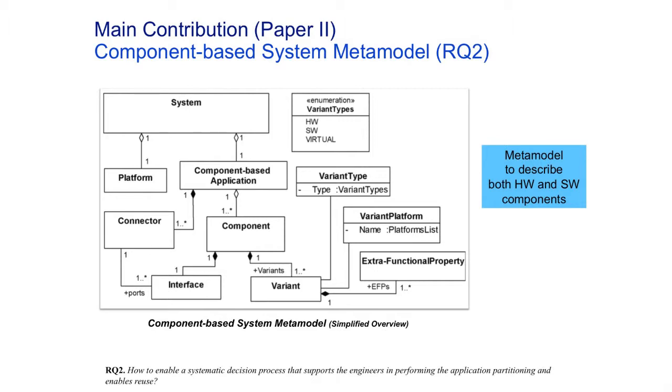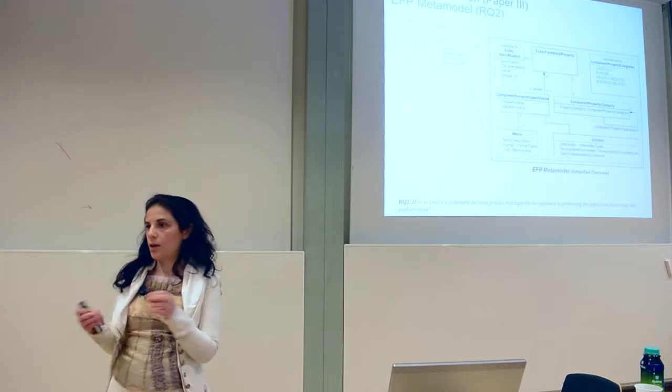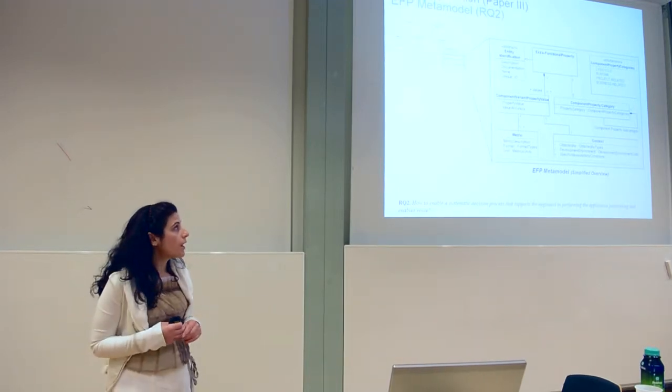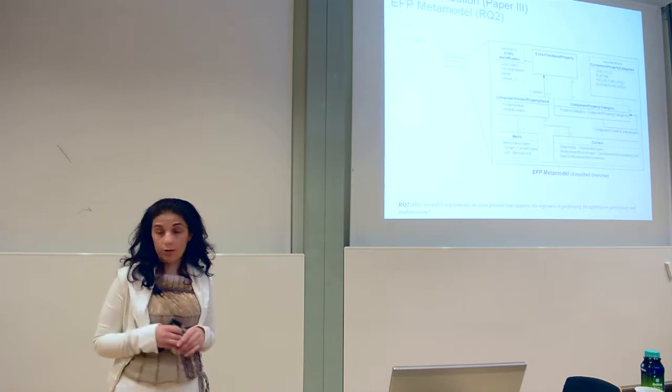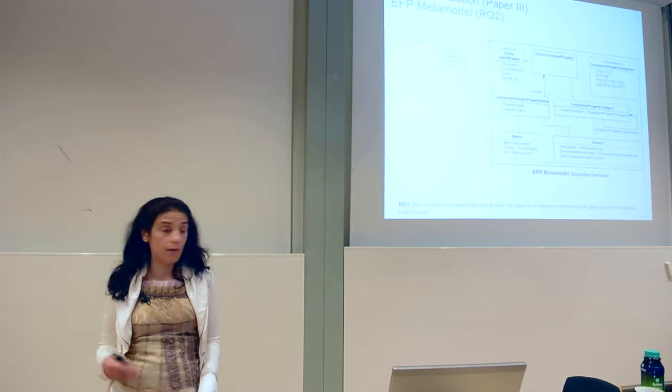For doing this, we felt that it was not enough, and we needed to go further, because we focus on how to handle extra-functional properties for partitioning. We further extended our Metamodel with extra-functional properties, specified in more detail, and here we have a simplified overview of the Metamodel, in which for each variant related to a specific component, we can capture the hardware or software aspect. We can capture, of course, the values and how the value was obtained, whether it was estimated, evaluated, and so forth.